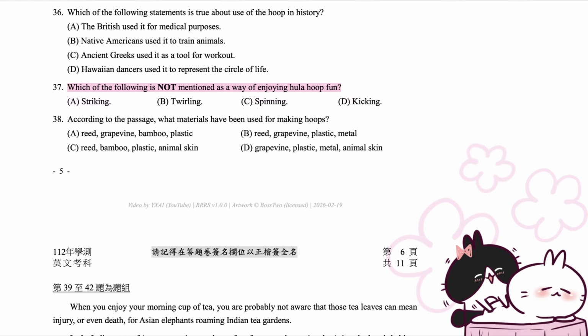37. Which of the following is not mentioned as a way of enjoying hula hoop fun? A. Striking. B. Twirling. C. Spinning. D. Kicking.